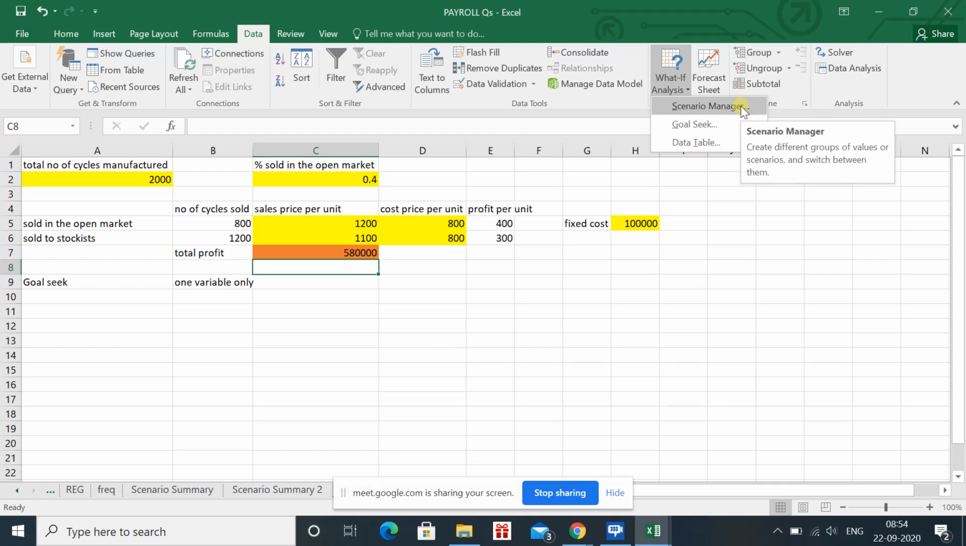You can create different groups. You can see that it is showing that create different groups of values or scenarios and switch between them. Means you can see the multiple options which are available to you when you are changing more than two variables and what will be the impact on the result.